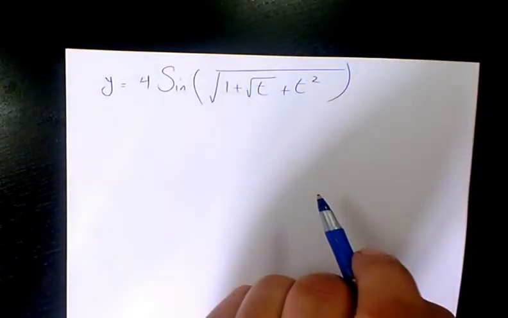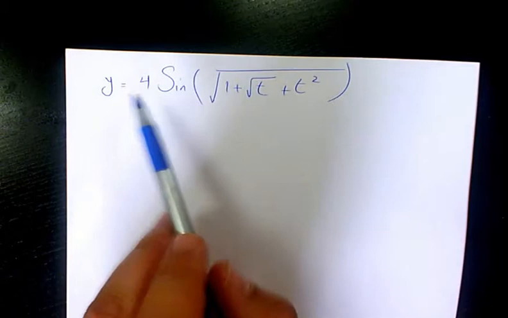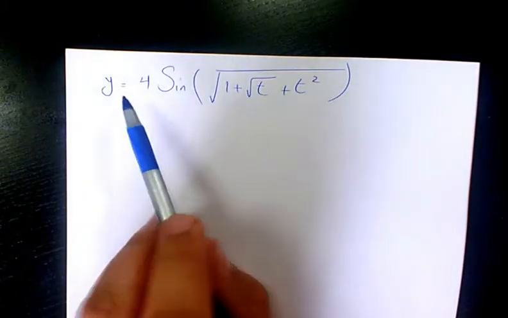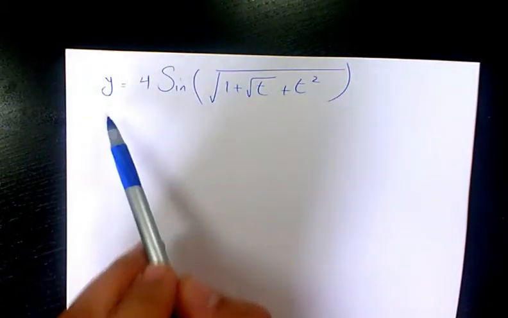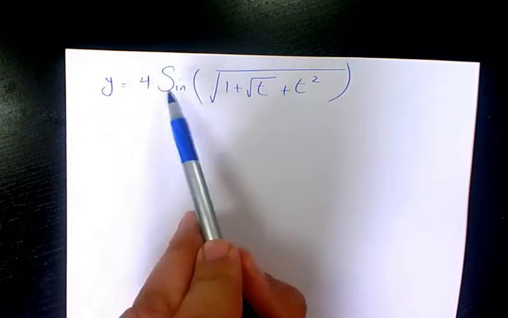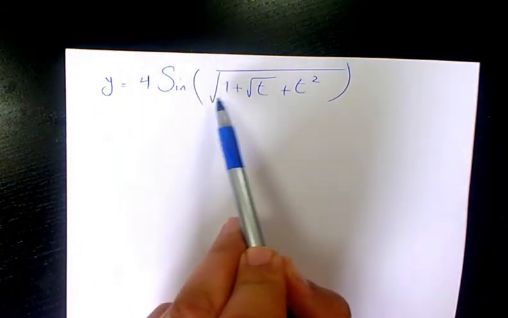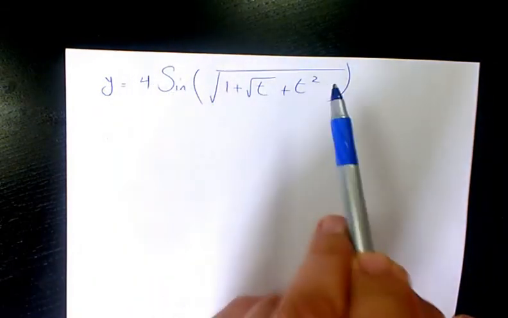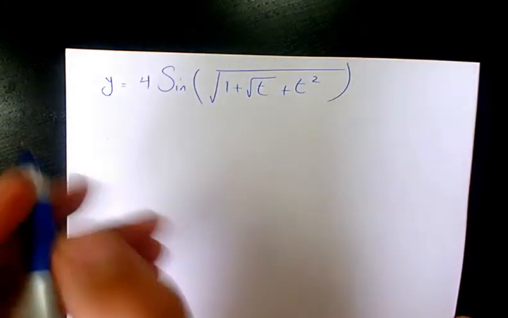Welcome to another video. In this video I want to show you how to find the derivative of y with respect to t. y is 4 times sine of the square root of 1 plus square root of t plus t squared. So the first thing I want to do is a quick review.